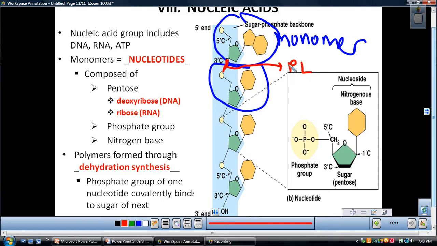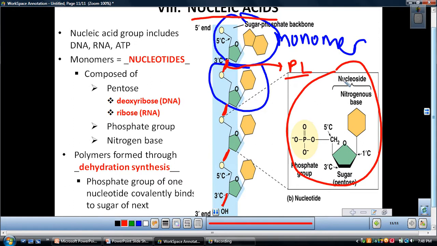I'm going to abbreviate it: PL. That's my phosphodiester linkage. There's another one right here, there's my phosphodiester linkage, there's another one right here, and another one right here that would be between the next monomer. So once again, a phosphodiester linkage is a covalent bond between nucleotide monomers that's part of the nucleic acid biomolecule group. My monomer is a nucleotide.